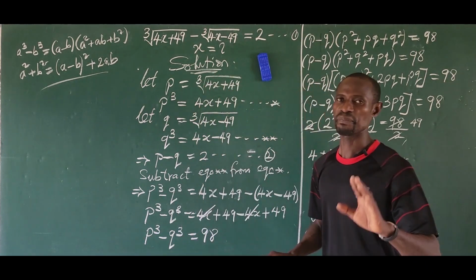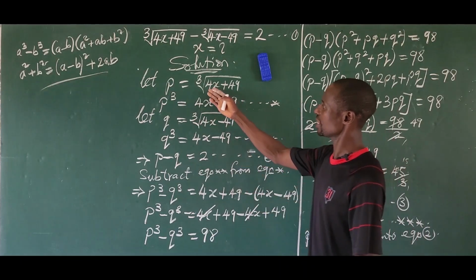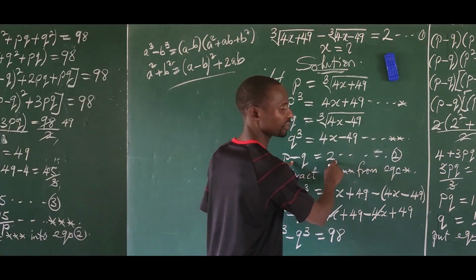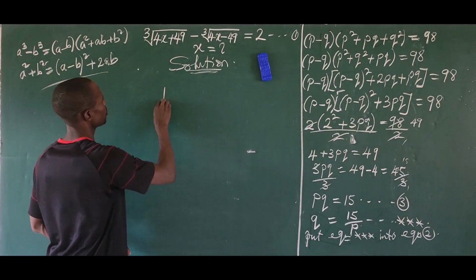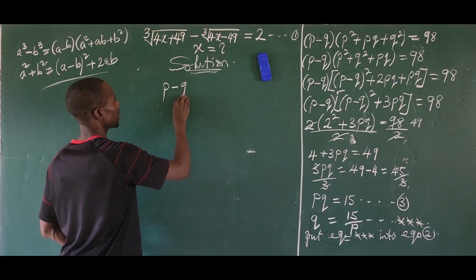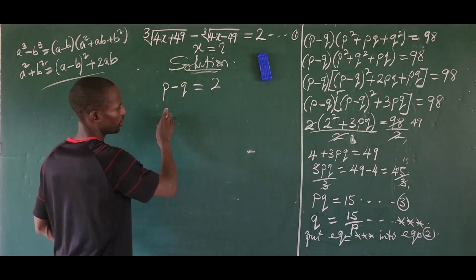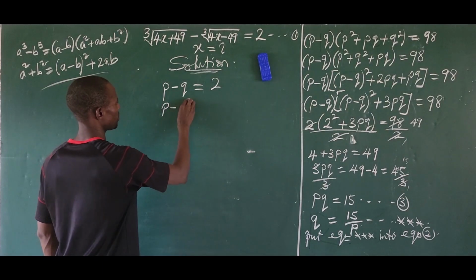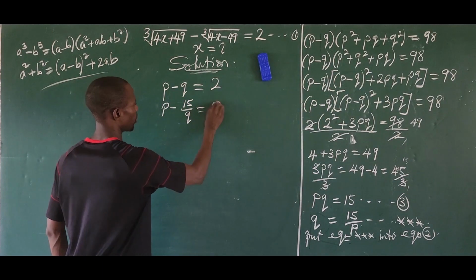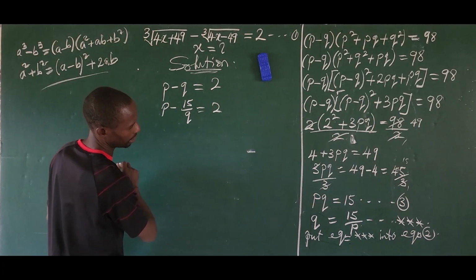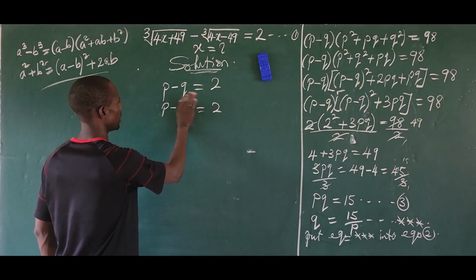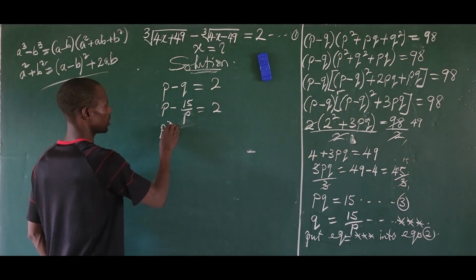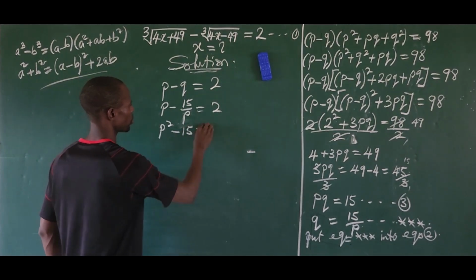I say you have to pay close attention. So let's erase this side and put the value of equation star, star, star into our equation 2. Our equation 2 we said is P minus Q is equal to 2. So Q is 15 all over P. So we have P minus 15 all over P equal to 2. Cross multiply. If you multiply to eliminate this P here, it's going to give us P to the power of 2 minus 15 equal to 2P.